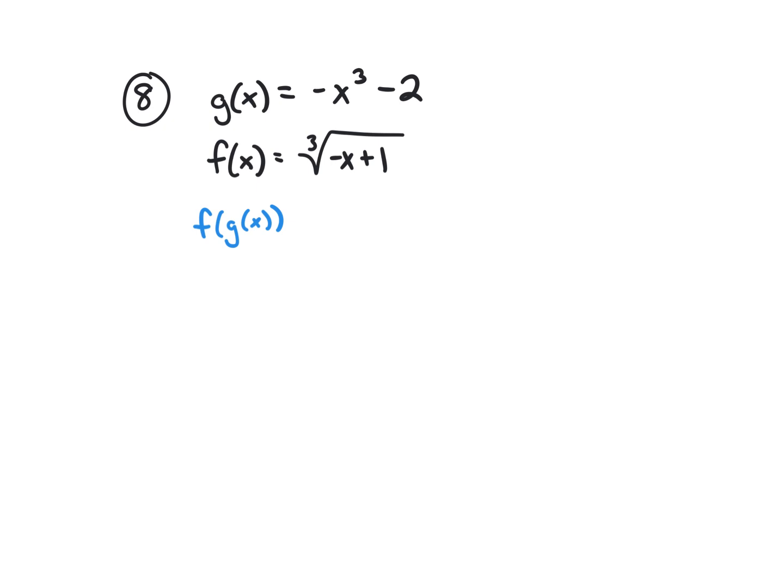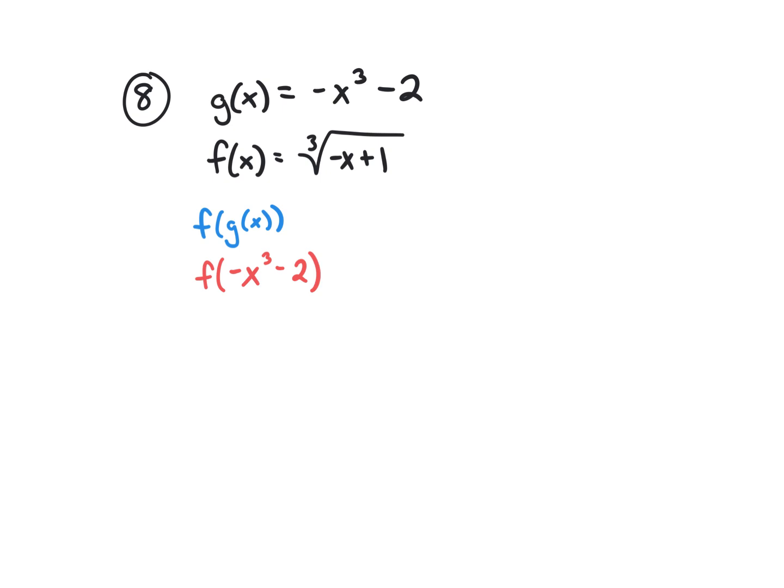Again, we work inside out. So do I know what g of x is? Yep. So what is g of x? Yep. So I'm going to take this right here and I'm going to substitute that in for my g of x. So I have negative x cubed minus 2.